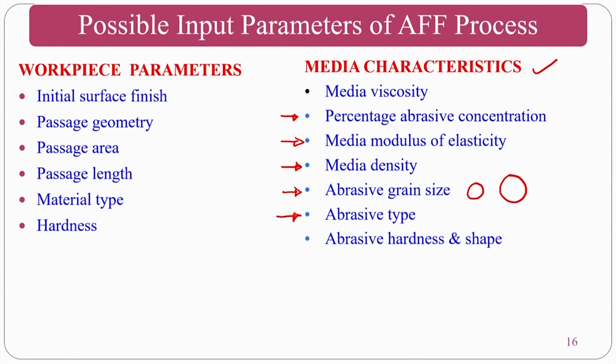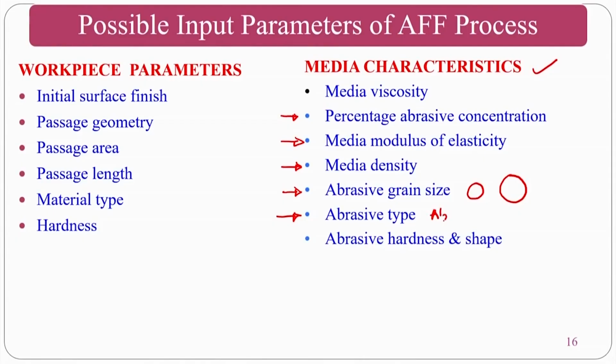Abrasive type: if you are going to use harder and harder abrasive particles, like in one case Al2O3 and in another case diamond, the diamond will give you more material removal as well as better surface finish compared to alumina. So abrasive hardness is a function of abrasive type, because Al2O3 hardness is less compared to diamond. And abrasive shapes: normally abrasive shapes are completely random, and no two abrasive particles look similar.